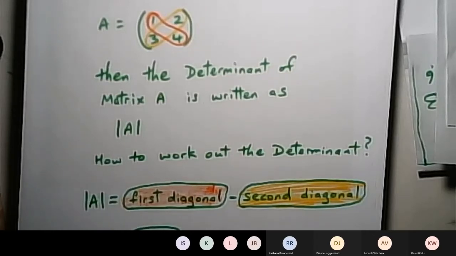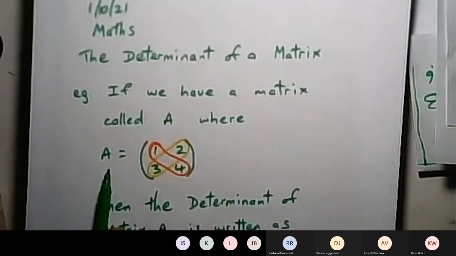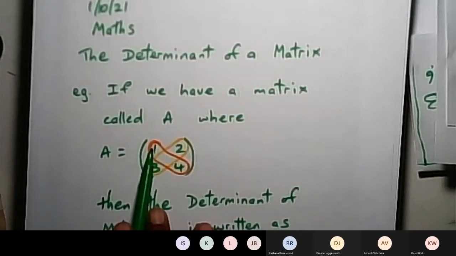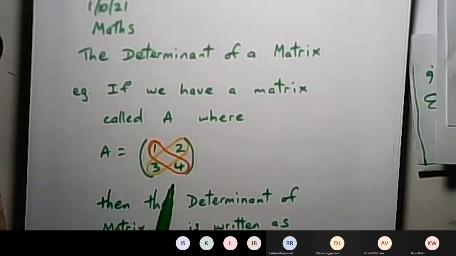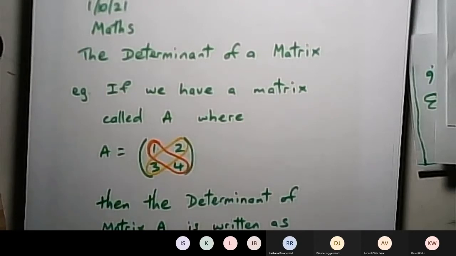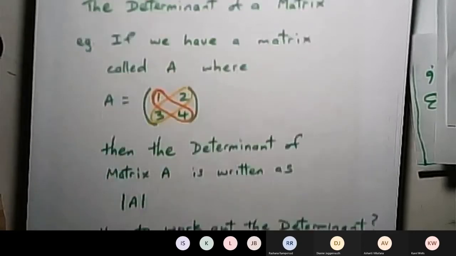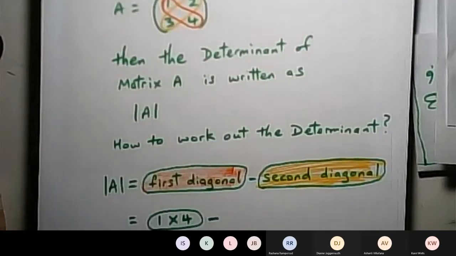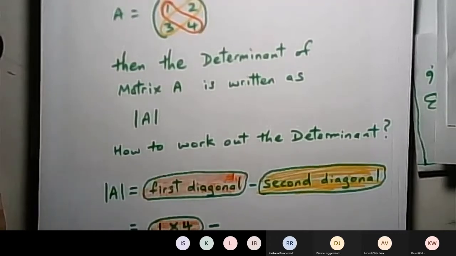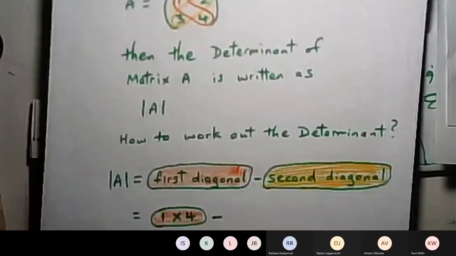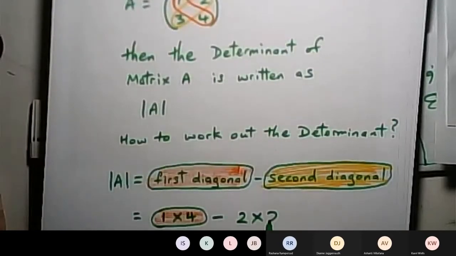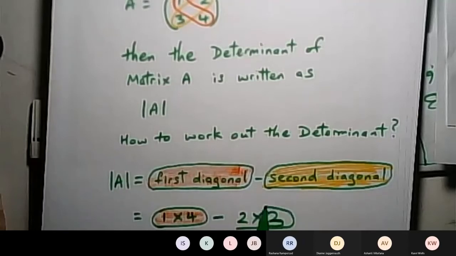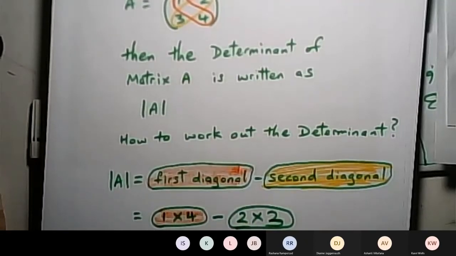So here's how you do the test. This is the symbol for finding the determinant. If you have a matrix A with some numbers in it, a 2 by 2 matrix, 2 rows, 2 columns, 4 numbers inside, this is how you find the determinant. You take the first diagonal, which is 1 and the 4, and you times it. That's your first diagonal. And then you take your second diagonal, which is 2 times the 3, or 3 times the 2, it doesn't matter. That's your second diagonal. I'm color coding it for you.